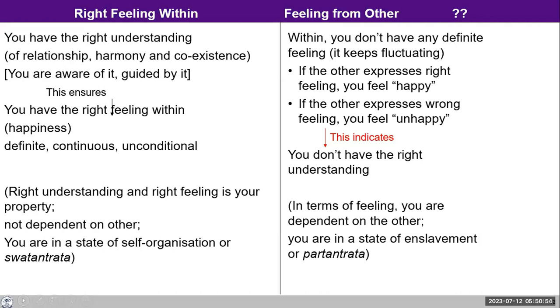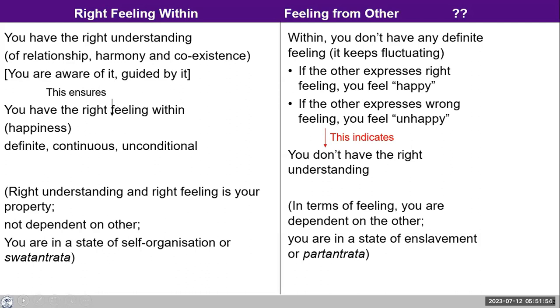So I am within myself self-organized. I can see that this is how I am already related with the other. But on the other hand, if I am looking for the right feeling from the other, then if the other is talking to me nicely, I feel happy. If the other shouts or screams or gets angry, then I am unhappy, and I may shout back also. There, I don't have the right understanding, and I'm depending on the other for my feeling. If the other is in the mood to give me the right feeling, then I'm happy. If the other is not giving me the right feeling, I become unhappy. So what is this? This is enslavement. It's like I'm totally dependent on the other.